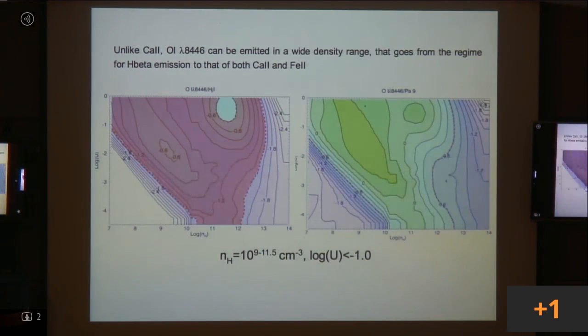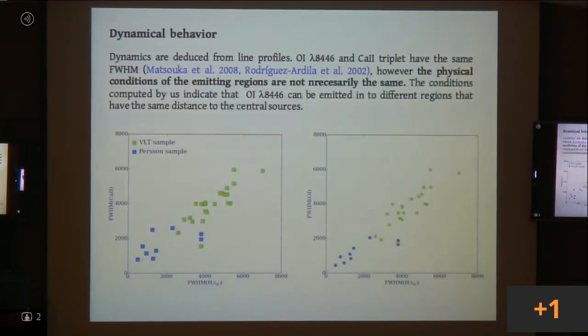Now, the O1 line, however, can be emitted in a high density regime. Part of it goes to 12 point I don't know what, but also it reaches the regime of the H-beta emission. 9.5. Oh no, this is not 9. Well, anyway, it goes down to 9.5. So, what does this mean?